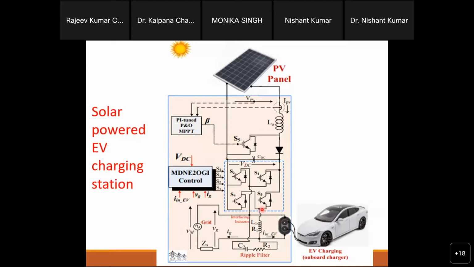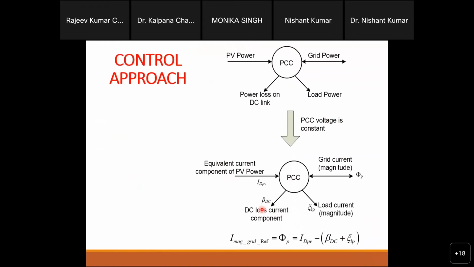But the question is how this will happen, who will take care of those things, and how these things will be mitigated, right? For that purpose, we will use the control approach. So the basic control approach is like this.